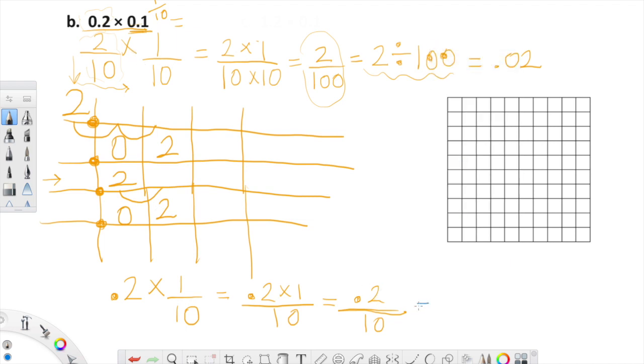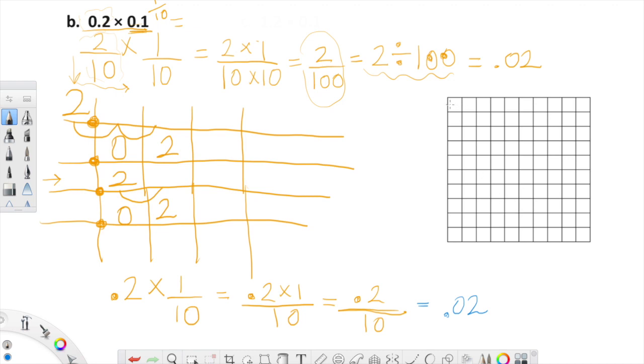Let's just continue evaluating this. 0.2 divided by 10, well, we did it right here. 0.2, or 2/10, divided by 10. This is going to hop over one place value to the right, and our final answer there is going to be 2/100ths.